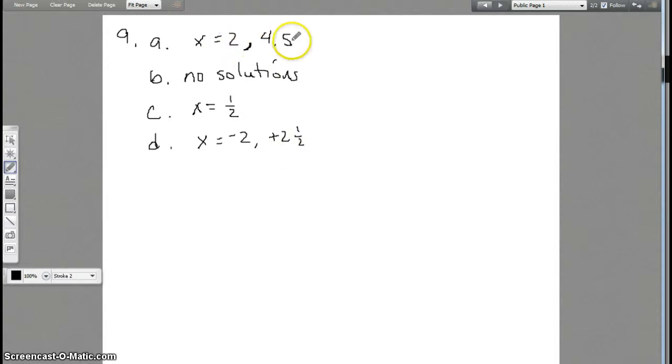Now notice for part A we got 2 solutions. For part B we got no solutions. And for part C we got 1 solution. Well, these are the same equations, remember, that we just did.